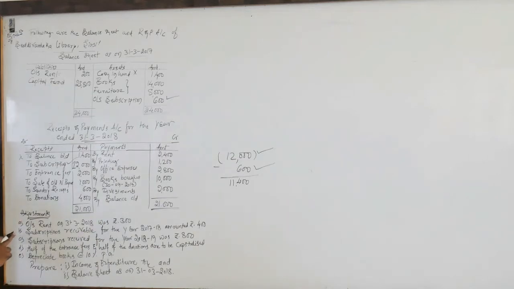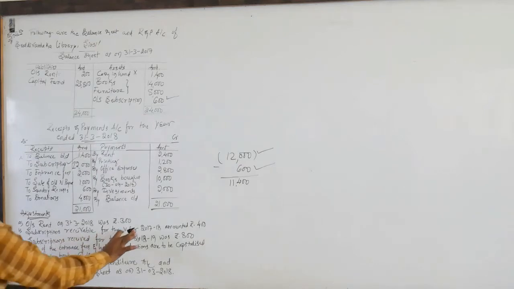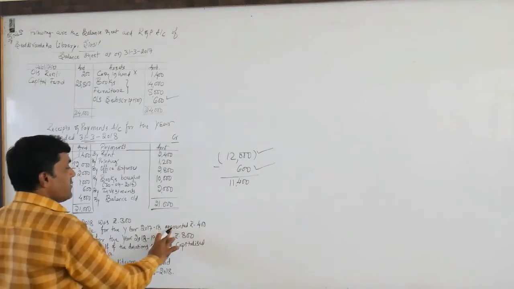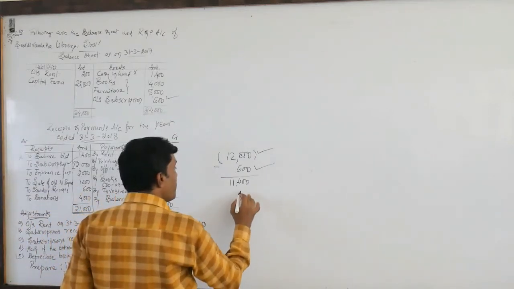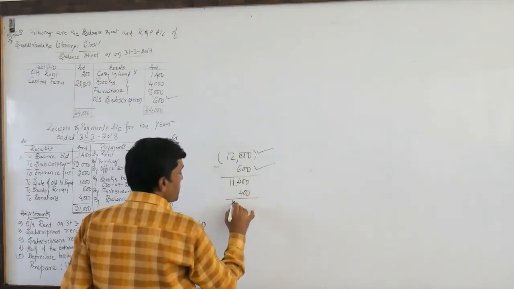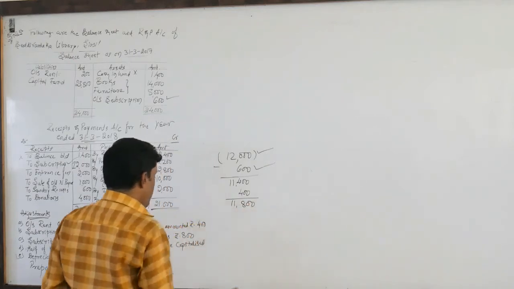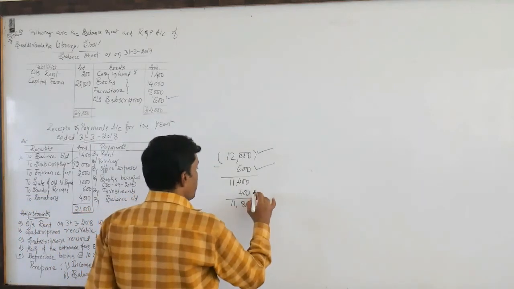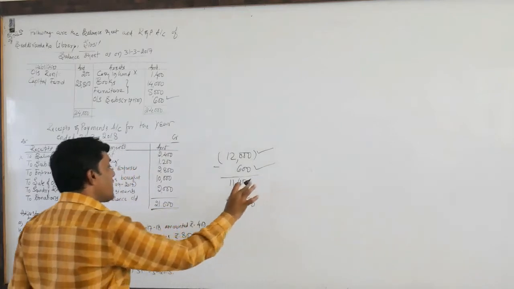Look at the adjustments, the second one. Here I have dictated the last adjustment. I'm discussing the adjustment of subscription. Subscription receivable for the year 17 and 18 amounted to rupees 400, which means we have yet to receive 400. The total subscription for the year is 11,800. Again, we need to show it on the asset side of the current year balance sheet.